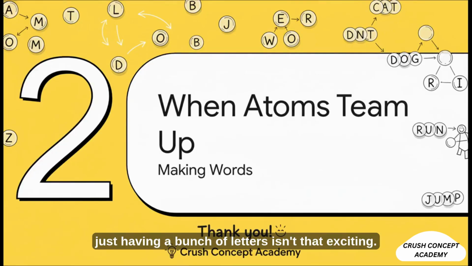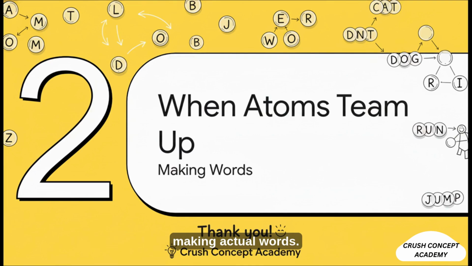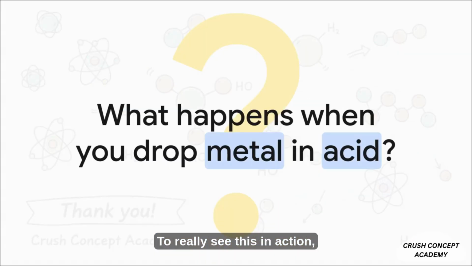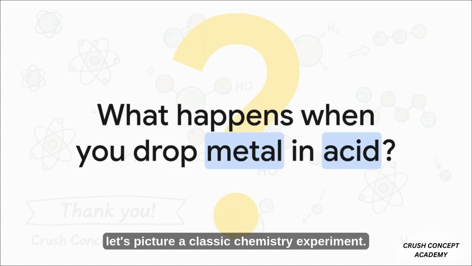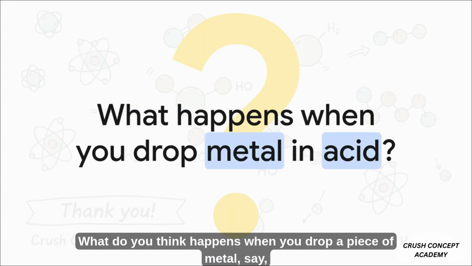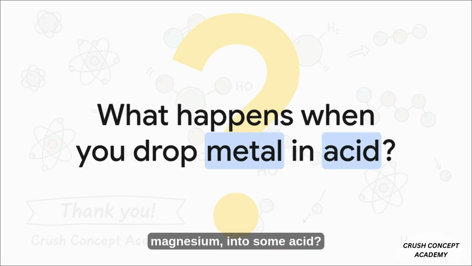But just having a bunch of letters isn't that exciting. The real magic, the part where things get interesting, is when these atoms start linking up. This is how we go from just letters to making actual words. To really see this in action, let's picture a classic chemistry experiment. What do you think happens when you drop a piece of metal, say magnesium, into some acid? It doesn't just vanish. No, something way cooler happens. The atoms completely rearrange themselves.